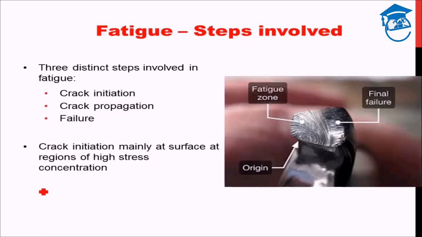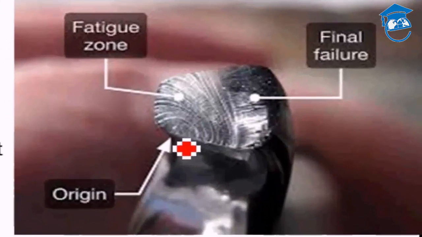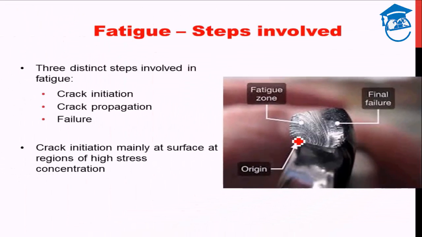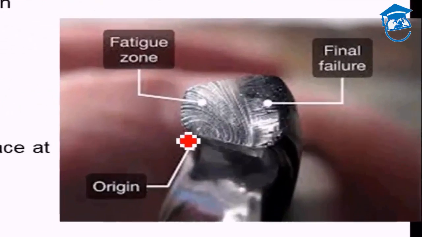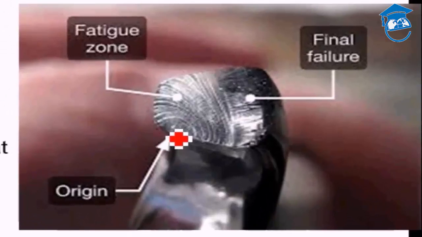They are prone to be regions of crack generation. Like here in this example, this corner has been the origin for the crack generation, for the fatigue to begin. The next step is crack propagation. The failure which has started over here in the second stage propagates through the material, right?